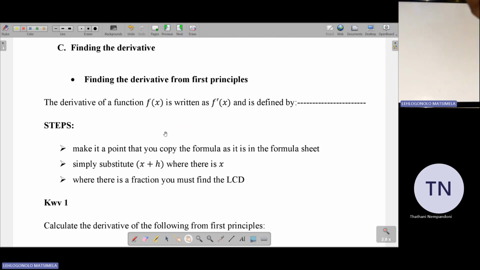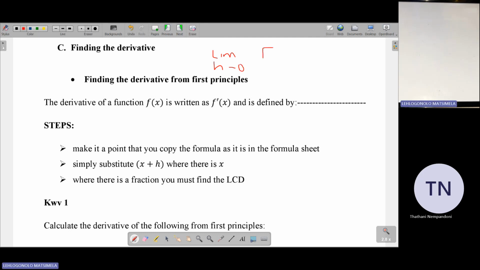Okay, the first step, you make it a point that you copy the formula as it is in the formula sheet. And then what is the formula that we know from the formula sheet? It says that the first derivative is equal to limit h to 0.